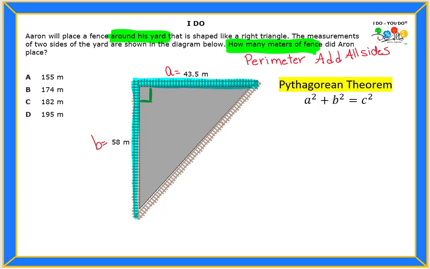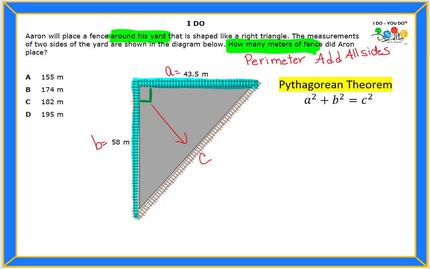Now, remember, the reason why I'm doing Pythagorean theorem is because I cannot find perimeter until I know that side that is missing. That side that I'm missing is called the hypotenuse, right? And hypotenuse, notice how it's right across the right angle. So this is going to be my C. So let's go ahead and replace values.